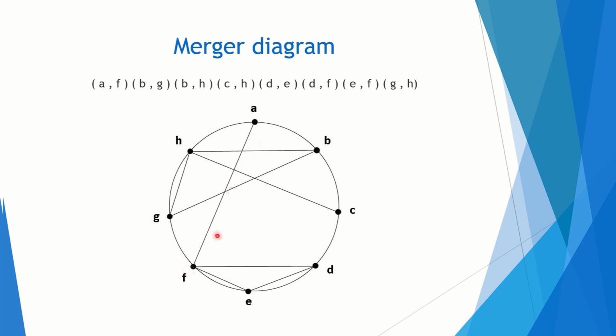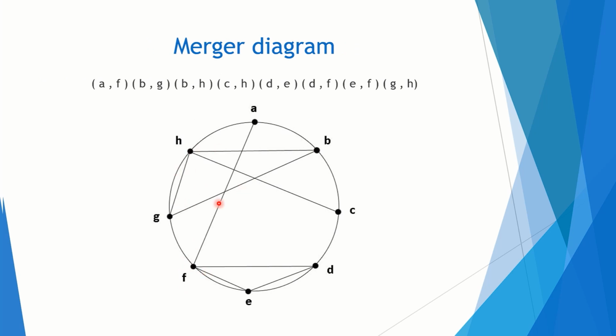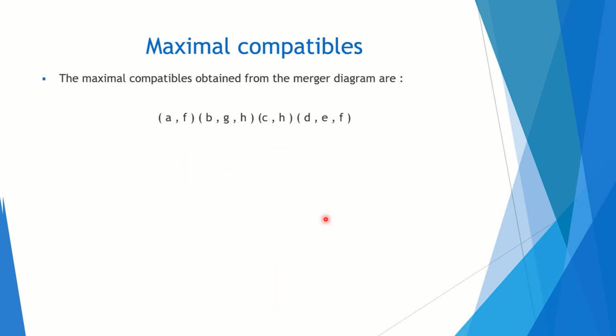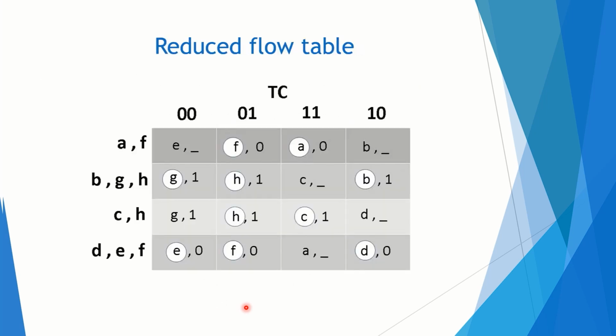AF, you can see this cannot be reduced more. And BGH, this triangle. Then CH, this is one pair, that is only one line, we cannot reduce it more. DEF, we got this can be reduced to one triangle. So let us see the reduced flow table, reduced to 4 states from our primitive flow table. You can also make it. I'm not going into details. It's very simple, you can just work it out.